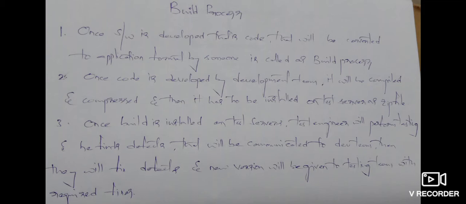before giving the software to the test engineers, the code has to be compiled and compressed, and then it has to be given to the test engineers. They should test only the UI part, so the internal code should not be visible to the test engineers. If you want to test the code, it has to be done by developers only. So that is why build process is required.